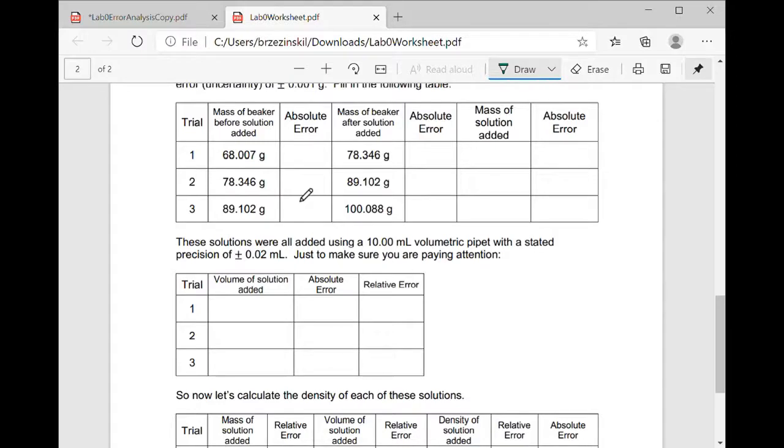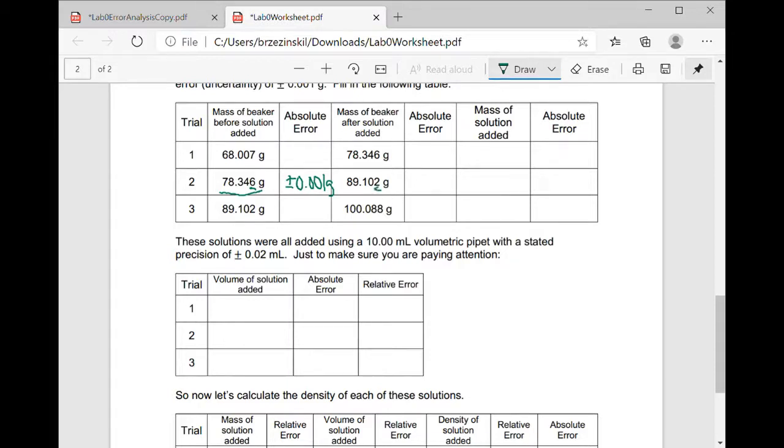Okay, let's go through a little bit of this using the types of measurements and calculations we're doing for Lab 3. So in Lab 3, we are measuring the mass of a beaker before the solution is added. And let's say we get a mass of 78.346 grams. And the way that that is written, we are implying that the 6 is our uncertain digit, which would give us an error of plus or minus 0.001 grams. That would be our absolute error because it's in grams, the same as our measurement.